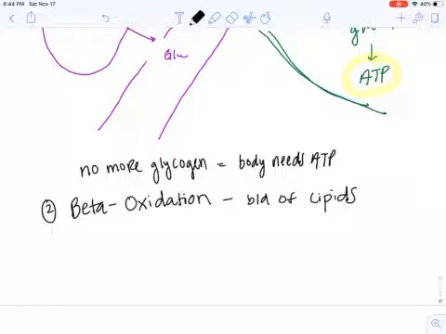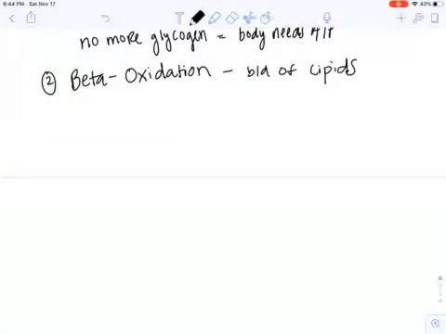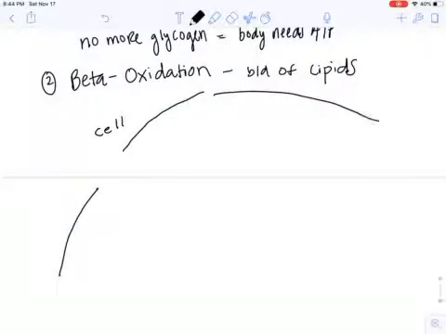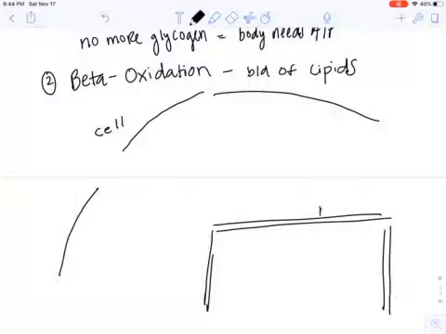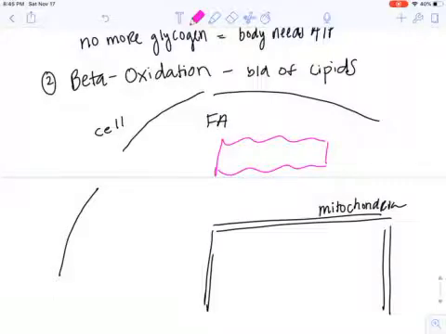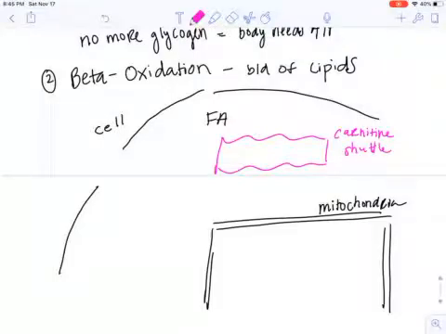Now, remember that this is a very unique step here because when we're inside the cell, so if this is the cell, what happens is we need to get it into that mitochondria. And because it's so large, because fatty acid is so large, we need some help. So the fatty acid is actually going to get on the school bus, is what I referred to it in class, also known as the carnitine shuttle. This carnitine shuttle, again, you should note that it requires pantothenic acid, which is just vitamin B5.